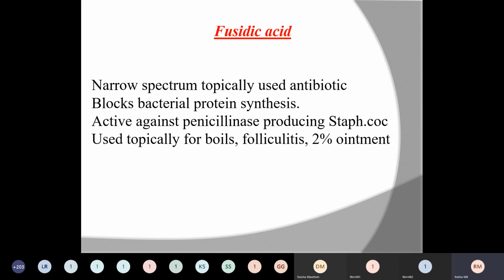Next is fusidic acid. It has a narrow spectrum of activity. It is a topically used antibiotic. Mechanism of action: it acts by inhibiting the bacterial protein synthesis. It is mainly effective against Staph aureus, so it can be used in skin infections like boils, folliculitis caused by staph organisms. It is available as 2% ointment.